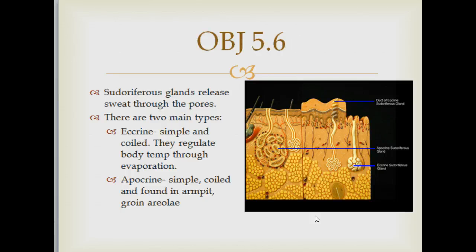Sudoriferous glands release sweat through the pores. There are 2 main types. You have your eccrine and your apocrine. Your eccrine glands function after birth. They produce water and salt. What they do is lower the body temperature. They regulate the body temperature through evaporation. You go outside, you're running, and you start sweating. The eccrine gland is going to allow you to sweat, and then once you start sweating, evaporation will pull that sweat from your skin, and that removes heat.